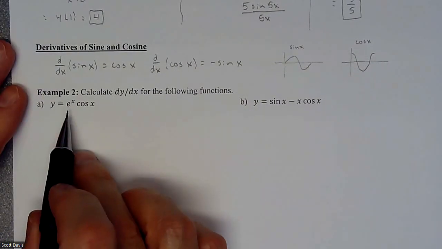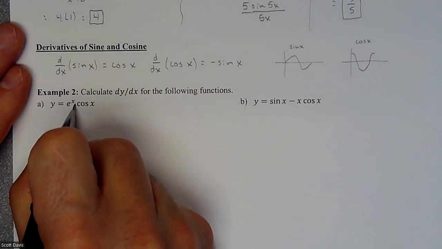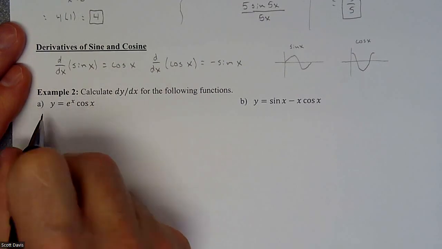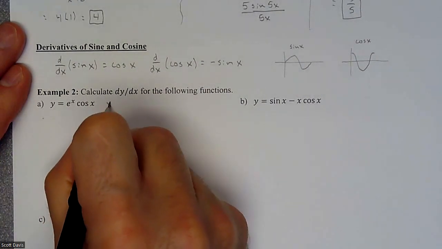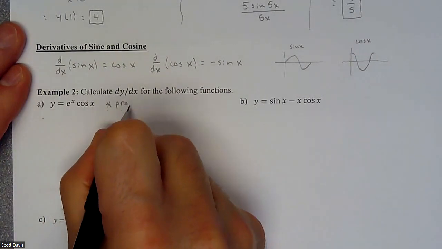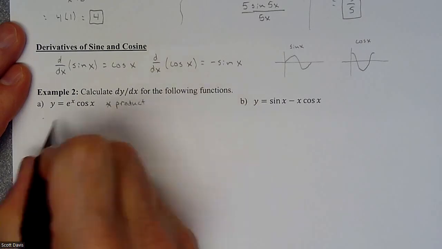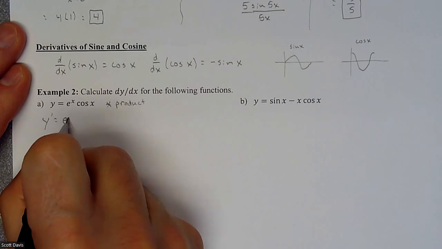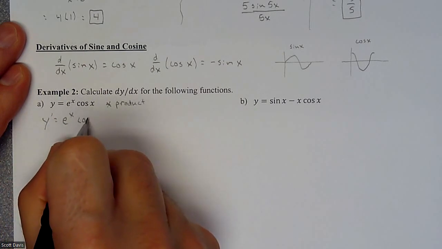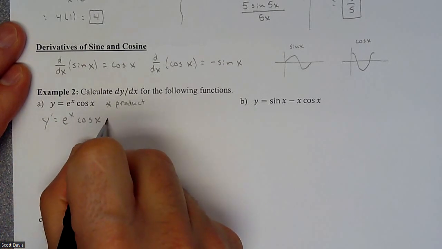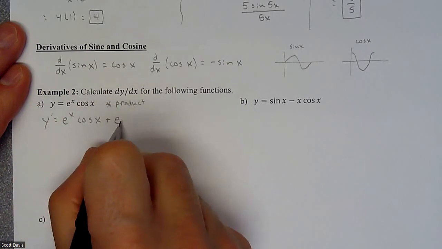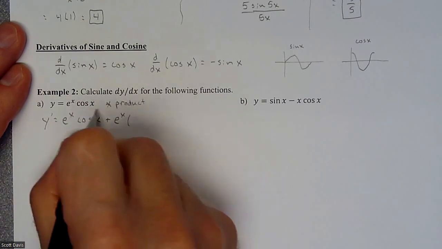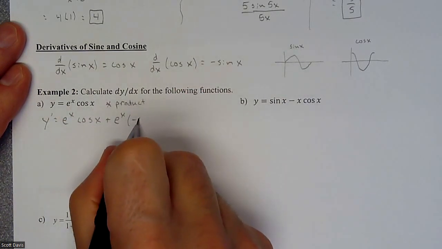So we're looking to do the derivative of this. First thing I recognize is that it's a product. This is one piece and this is a second piece. So to do the product rule, we're going to be doing the derivative of the first. The derivative of e to the x is e to the x, times the second. And then plus the first times the derivative of the second. And the derivative of the second, derivative of cosine, is negative sine.